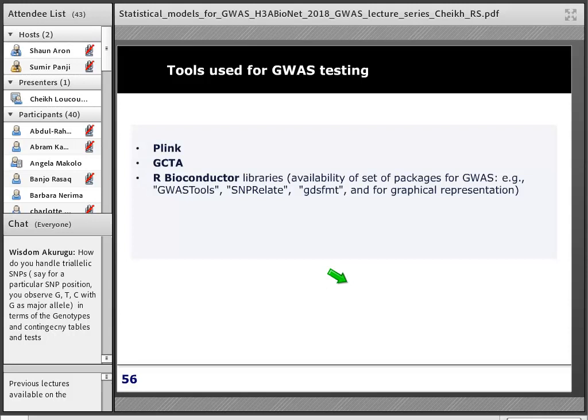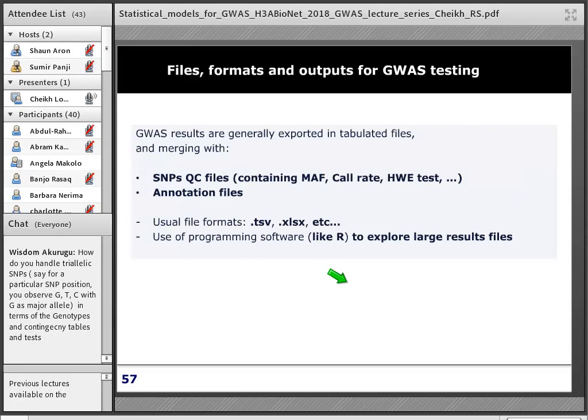Tools used for GWAS testing: you have Plink, GCTA for the principal component analysis, and you also have the R Bioconductor libraries, where you have an available set of packages that can do all the things you need for GWAS. You have it on R also, like the GWAS tools packages. And you also have functions for Manhattan plot, for zoom plot, all graphical representation. You have it on R Bioconductor.